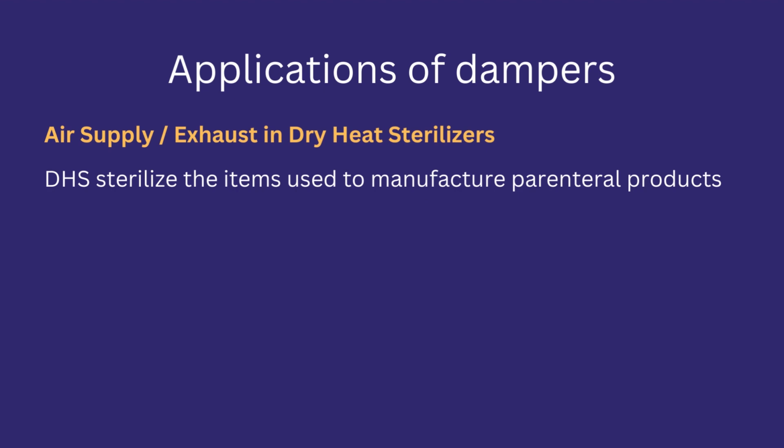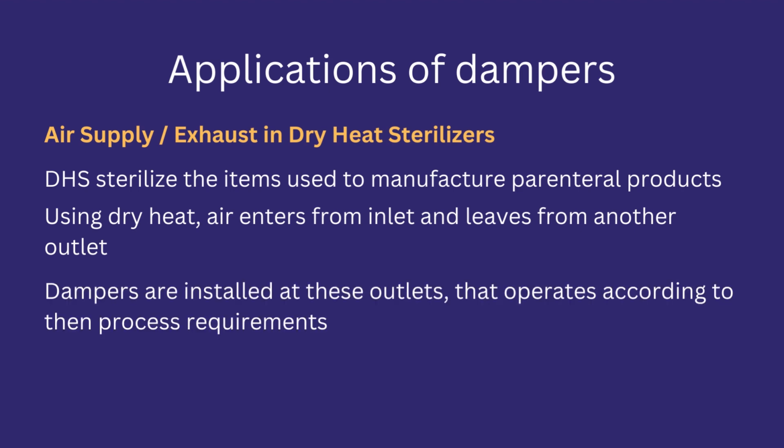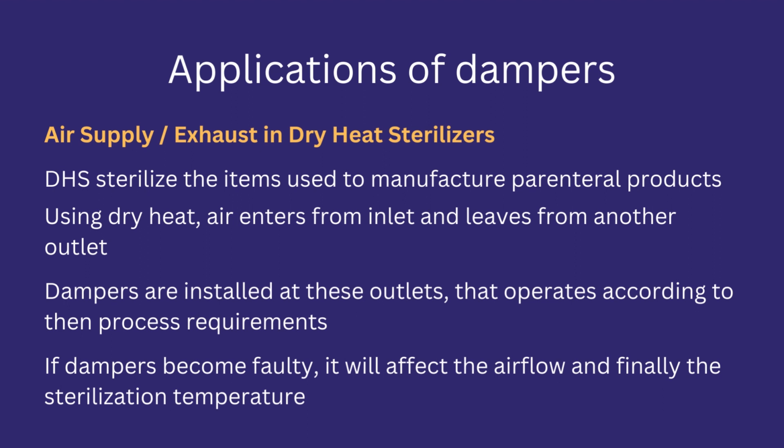Dry heat sterilizers sterilize items used in the manufacturing of parenteral products. The sterilization temperature depends upon the circulation of hot air inside the chamber, which enters from the chamber's inlet and leaves from its outlet. Airflow is controlled through dampers installed at the inlet and outlet. These dampers open or close according to the process requirements, creating an accurate airflow for a specific temperature. If a damper malfunctions or fails to open at a specific time, hot air will not flow accurately inside the chamber. It can result in uneven temperature distribution and failure to achieve the desired temperature values.